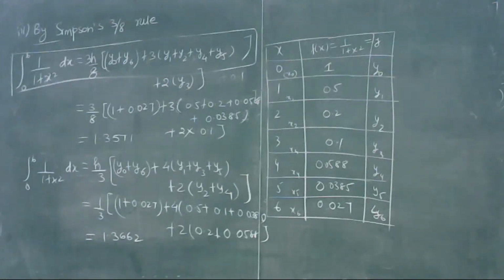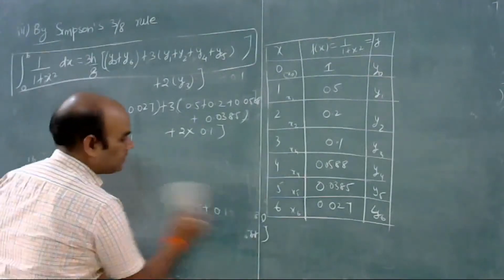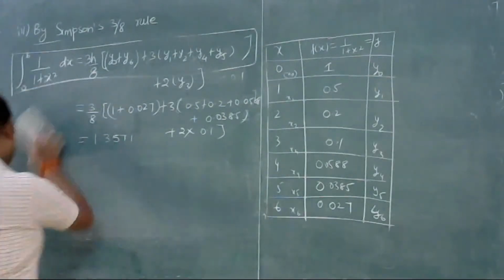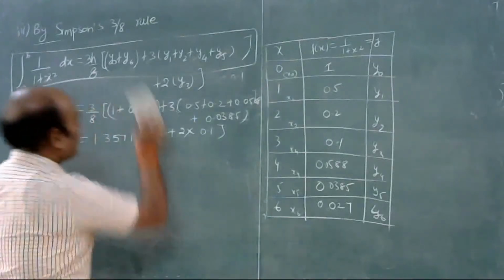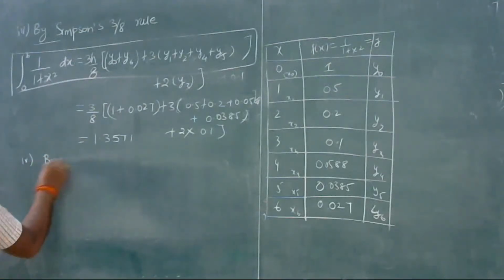Now last, Weddle's rule. So this is a very simple method. The only thing you have to remember is the formula. Okay, so there is no need to draw the difference table. That's why it is supported by Weddle.